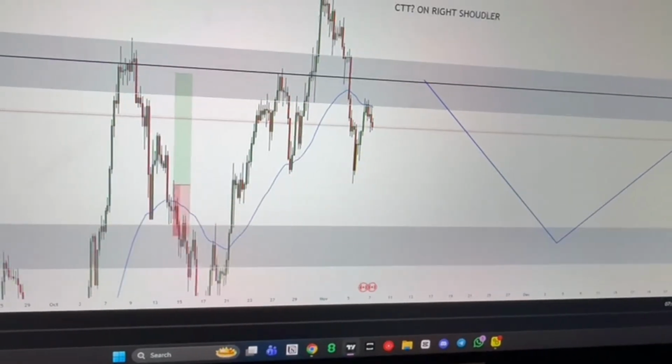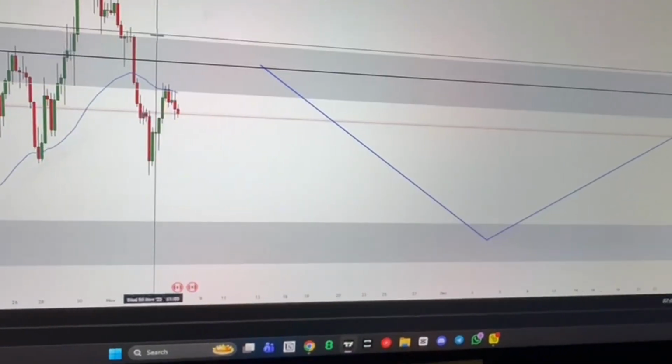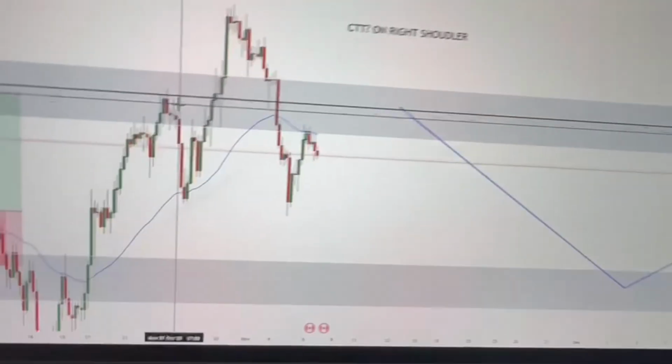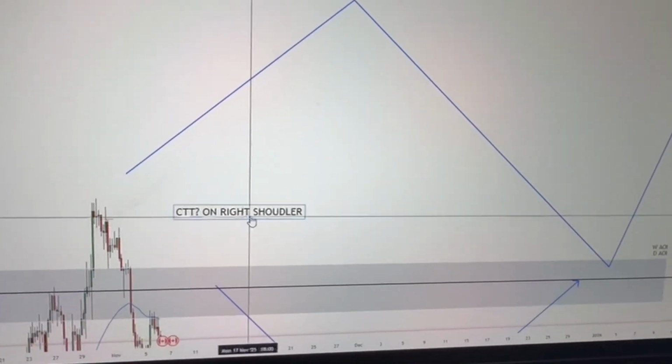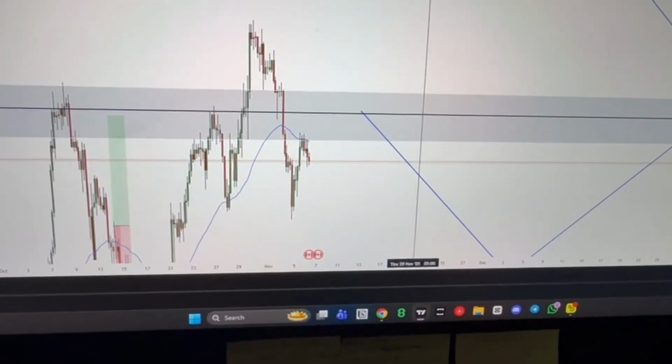And you have that 4 hour EMA. I want to see the psychological level. This one's more of a psychological level. But this is bearish. It's not even counter trend trading anymore. It's just a good setup.